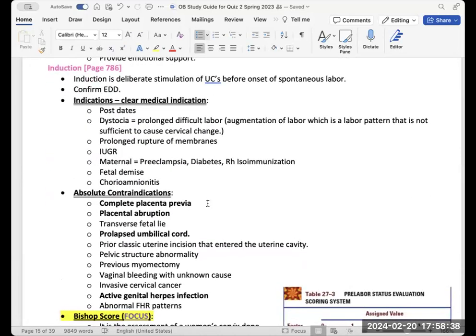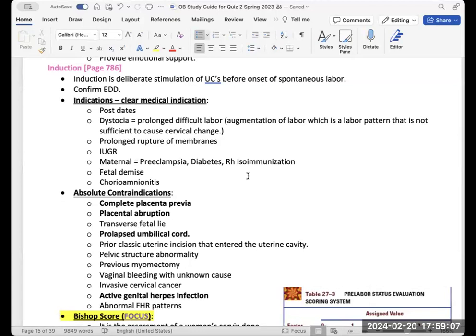So another thing that we have is induction, which is the deliberate stimulation of uterine contractions before the onset of spontaneous labor. In other words, we're making the mom give birth before, we're actually causing it to happen. That's what induction means. So why would we do this? Well, let's just say the mom is past 40 weeks gestation and they're still pregnant. We want to do induction.